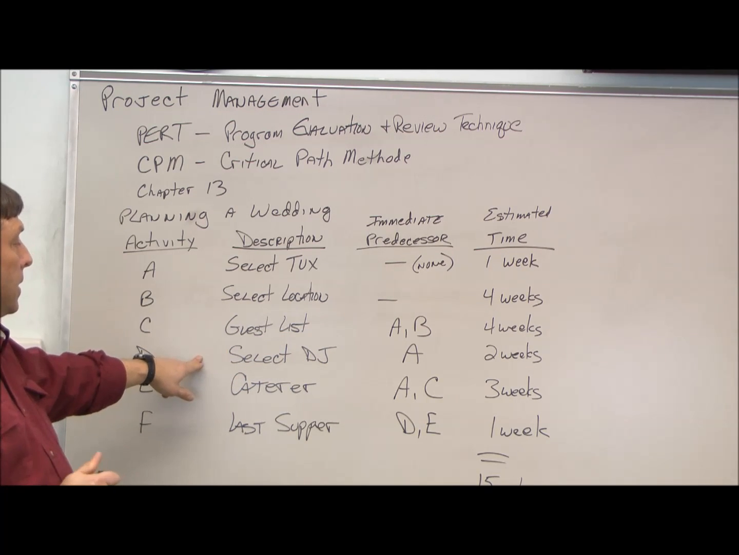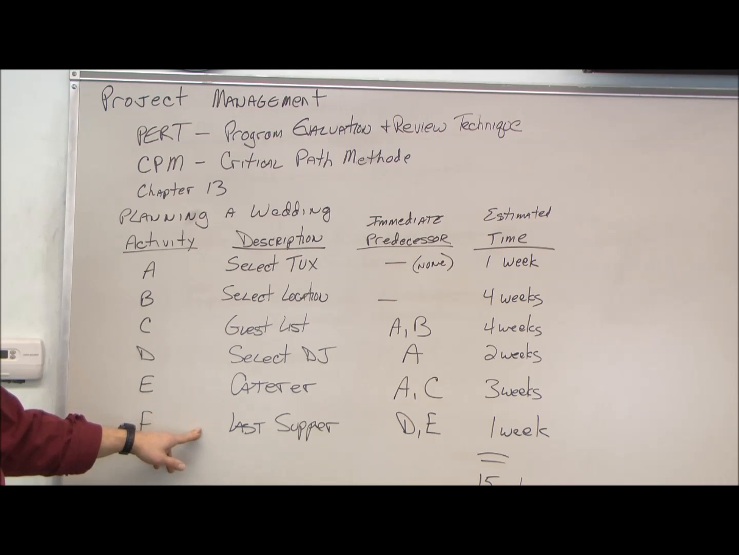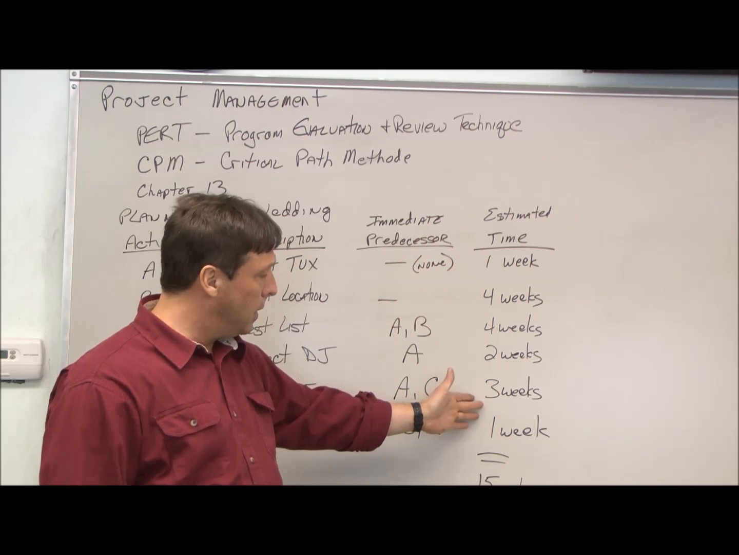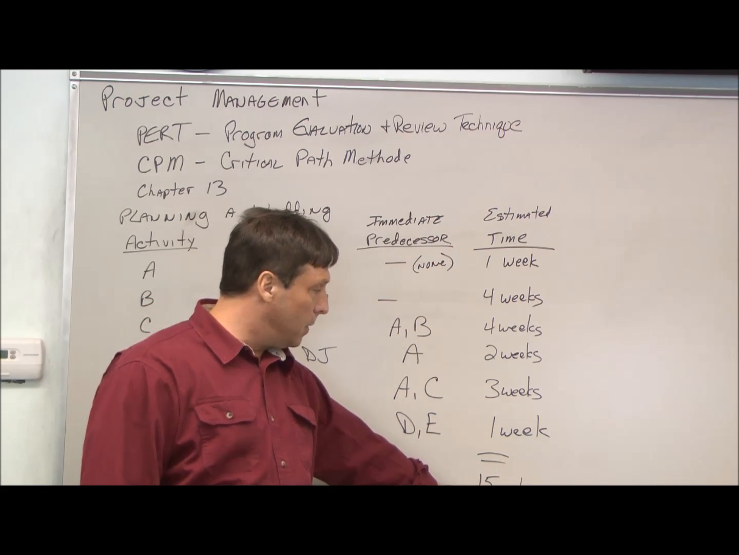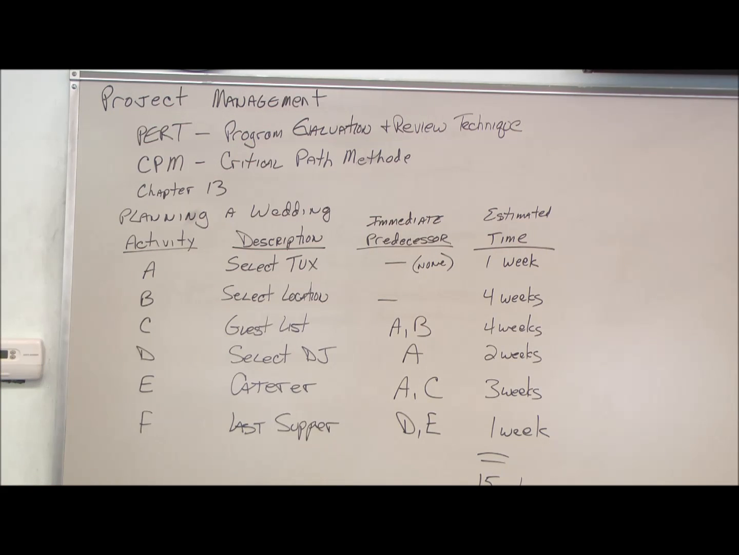Next, we have to decide which DJ we're going to have. We want the right mood, we want the right music. Which caterer we're going to use, and of course, you need the Last Supper the night before the wedding. If we look, here are the time estimates for each one of the activities. If we just went with the straight time estimate, it looks like 15 weeks, but actually we can get it done a lot sooner than that.